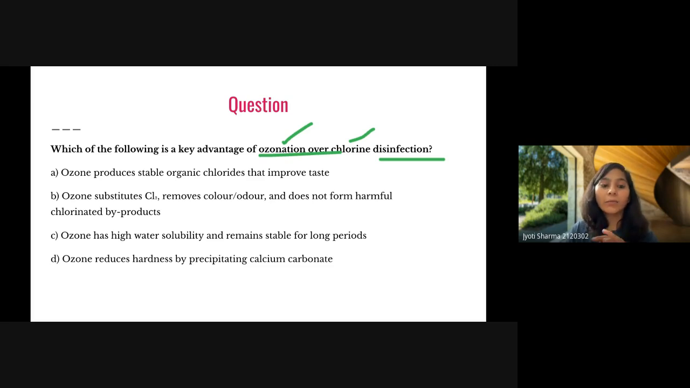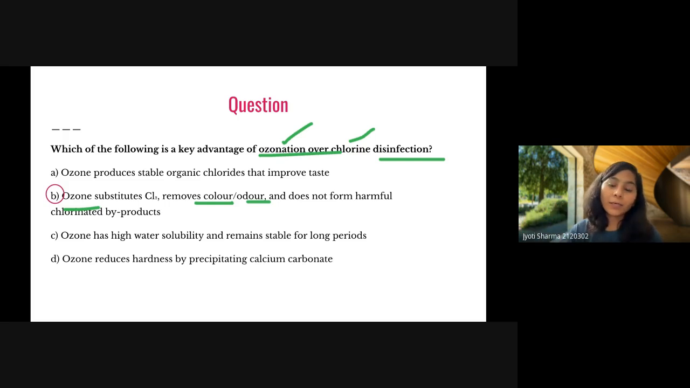Ozone has high water solubility and remains stable for a long period. Ozone reduces hardness by precipitating calcium carbonate. Okay, everyone has already given me the B answer, so I should not waste much time on this. So yes, B is the right answer, because whenever we are using ozone, that will remove the color and odor that we had whenever we were using chlorine-based water.